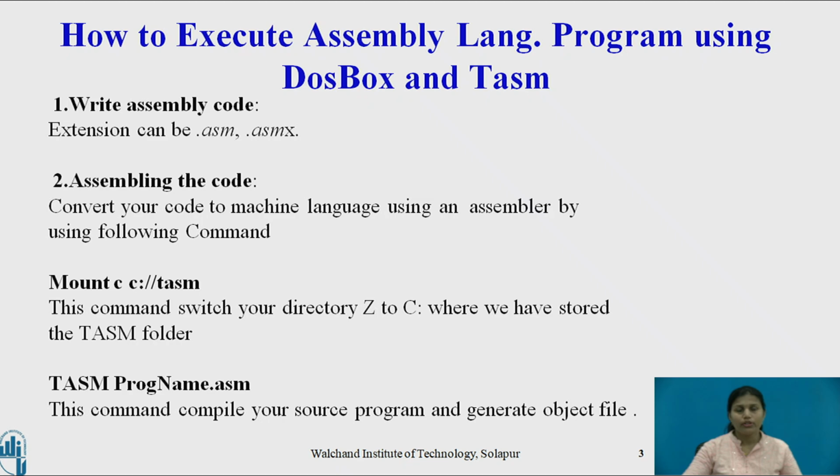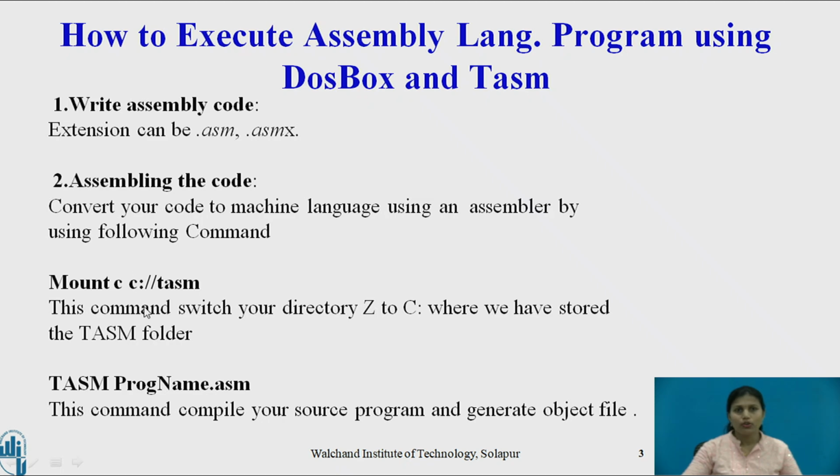So actually when you are going to perform the execution of assembly language programming, the first step you have to follow is to write the assembly code and save that particular program with the extension .asm or .asmx. After the completion of the assembly language program, we have to follow the next step, that is assembling the code. Here we are using an assembler to assemble your program and it will convert your .asm file into an .obj file.